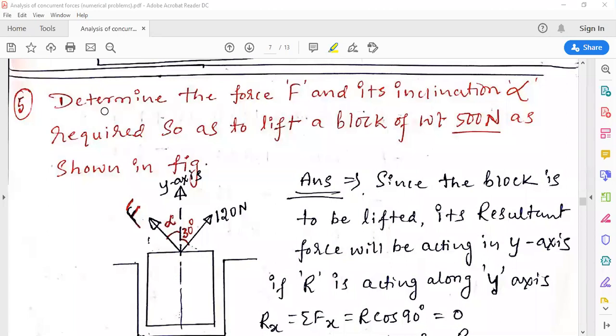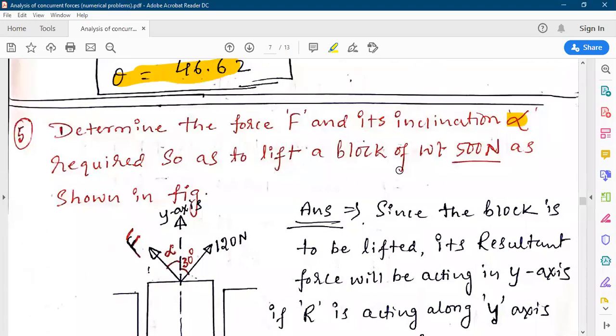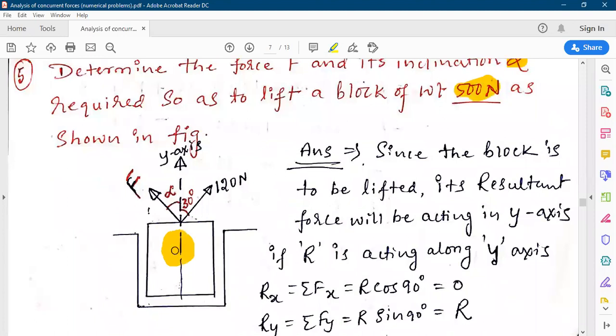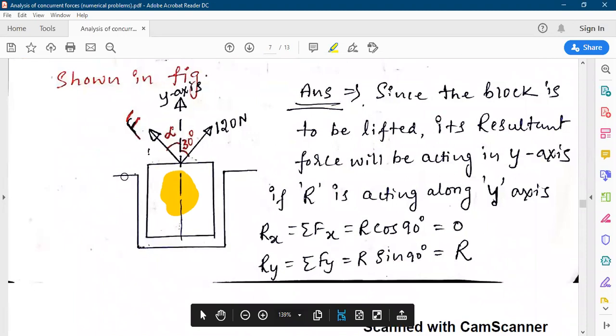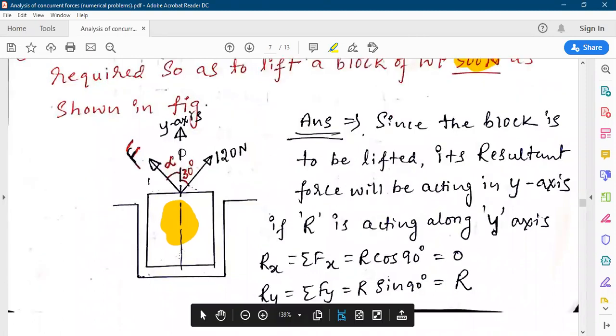So the fifth problem is like this: determine the force F and its inclination alpha required so as to lift a block of weight 500 Newton, as shown in the figure. There is a concrete block, whatever the material may be. There is one block placed in a container. Just think of this as a small bucket, and within this small bucket there is a block which has to be lifted upwards.